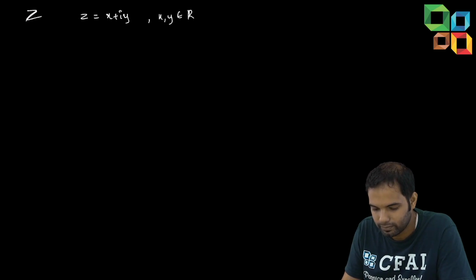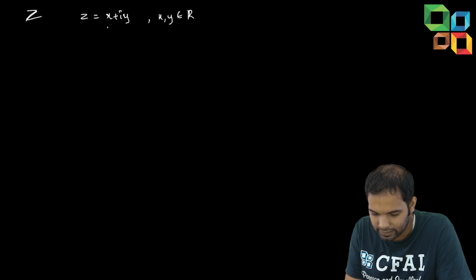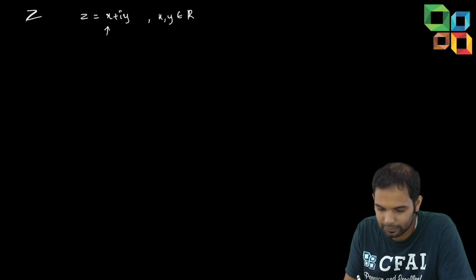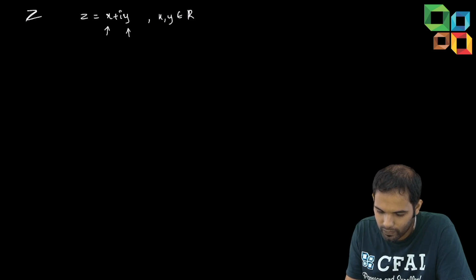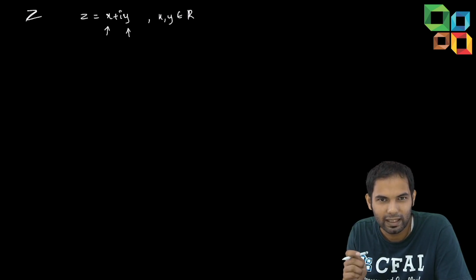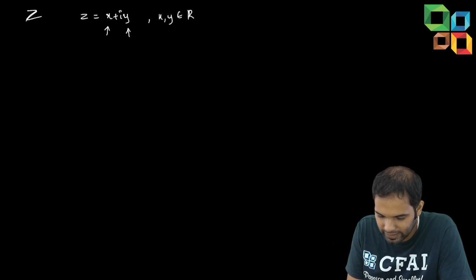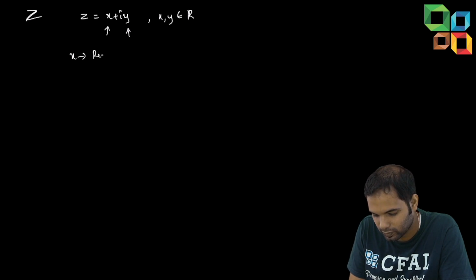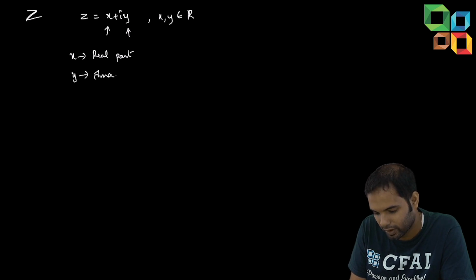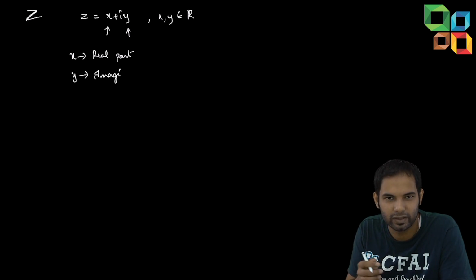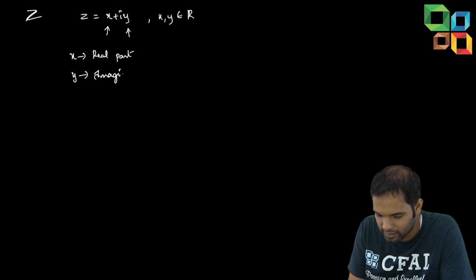Now look at this x. x is only a real number, correct? And look at this y. y has i multiplied to it. We know that i is nothing but root of minus 1. Therefore, we call x the real part and y the imaginary part, just because we're writing it in that form. Imaginary part.